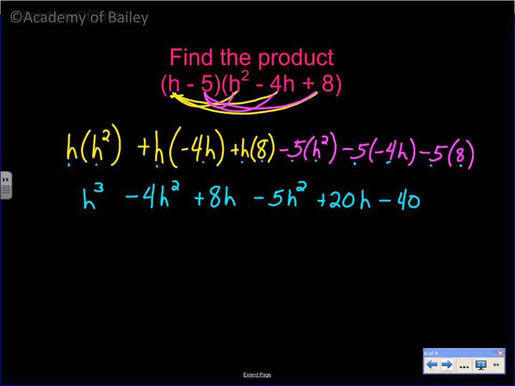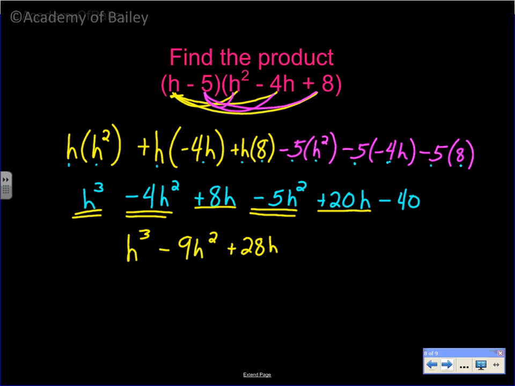So let's combine like terms here. There are no h cubes other than that one. So h cubed. We have a 4h squared, and that's not 4h squared, that's negative 4h squared. We need to pay attention to those signs. So we have negative 4h squared, and negative 5h squared is negative 9h squared. We have 8h and 20h to make a positive 28h. And negative 40.